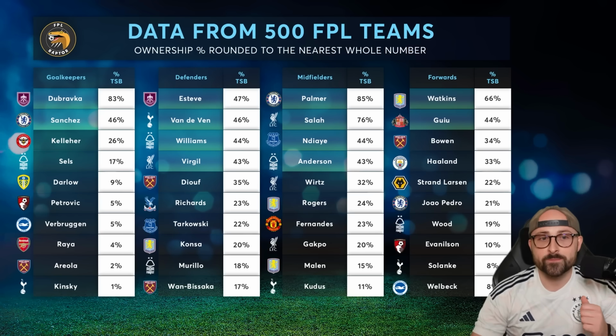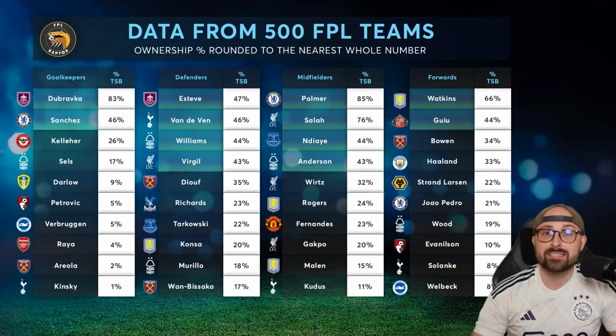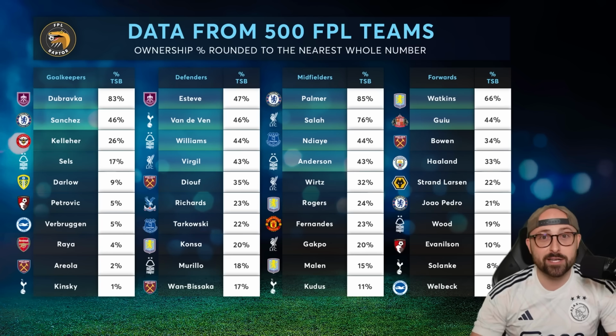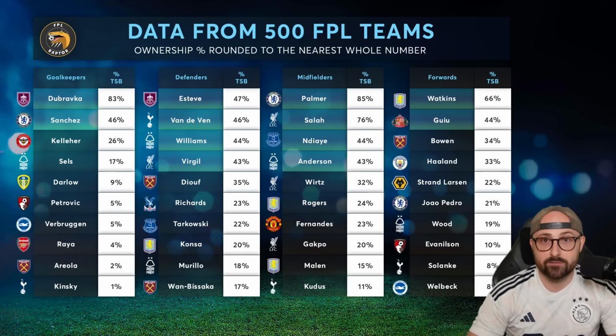For the forwards, 66% of people have Ollie Watkins. So 2/3 of managers have Watkins in their team, which again is crazy because on the official FPL app, he's down at about 17%. That's a stark contrast, right? So engaged managers really like Watkins. He offers a nice price point. He's been very good in pre-season. And Villa have very strong opening fixtures overall. So I can get Watkins being in there.